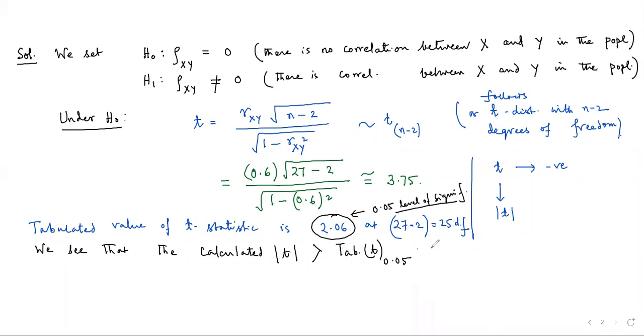Okay, so when the calculated t value is greater, then we reject our null hypothesis, and we conclude that the population correlation coefficient is not equal to 0. So there is some sort of correlation between the random variables associated with the population.